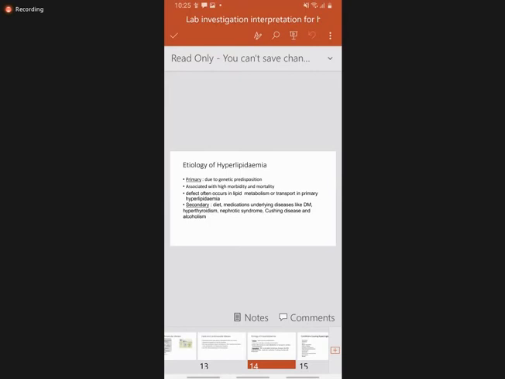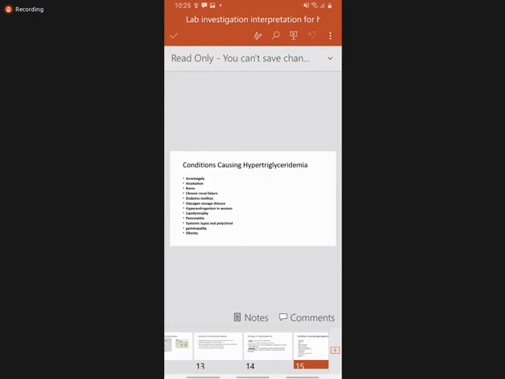Associated with high morbidity and mortality, defects occur in the lipid metabolism and transportation genes. Basically, in the primary defect, we have defects in the genes. And in secondary, we have certain factors like diet, medication, underlying diseases like diabetes mellitus, hyperthyroidism, nephrotic syndrome, Cushing disease, and alcoholism. Obesity and a sedentary lifestyle are also prone towards hyperlipidemia.